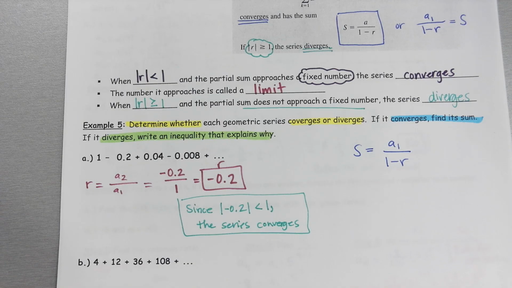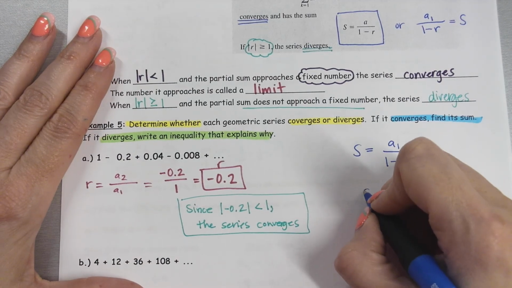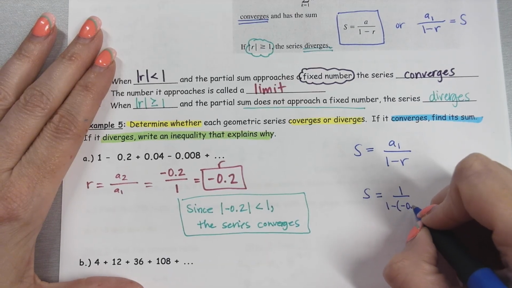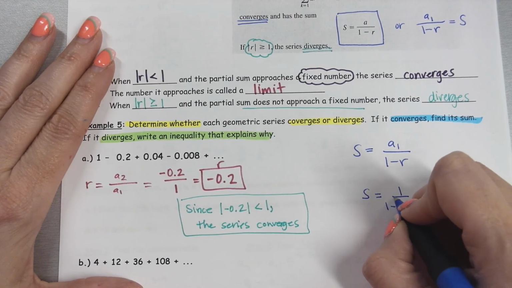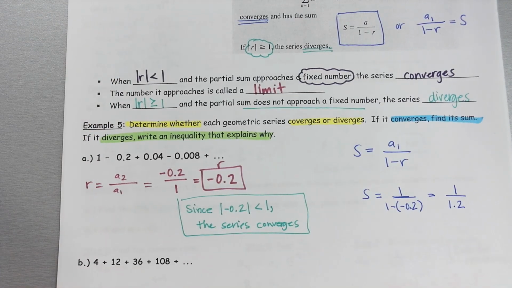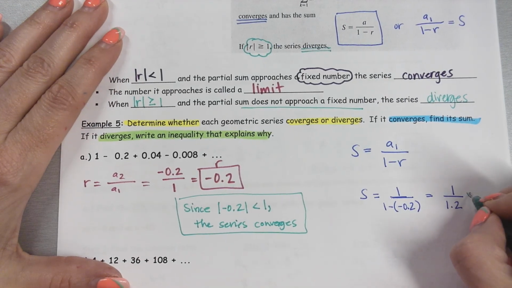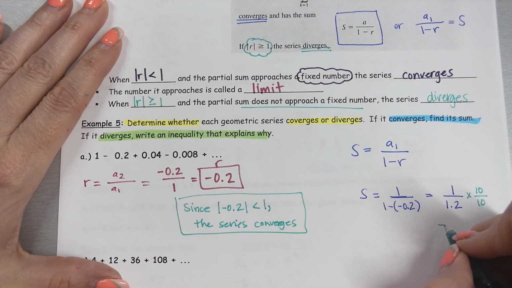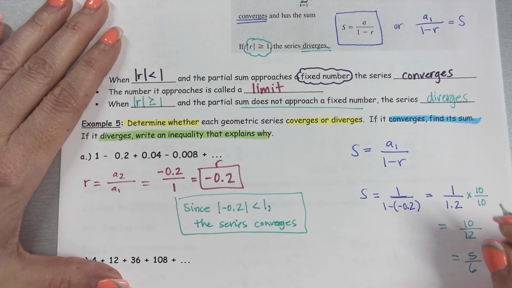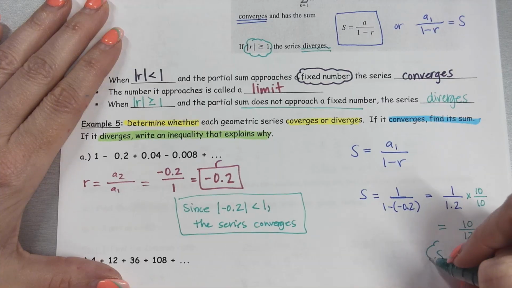Alright, what do we get for our sum? 5/6 is right. Okay, so when you're plugging this in, when you get your decimal, minus the negative is going to be plus. So we have 1 over 1.2. And then we don't want that decimal in there, so we just multiply by 10 over 10. So we get 10 over 12, reduces to 5/6, and that is your sum.